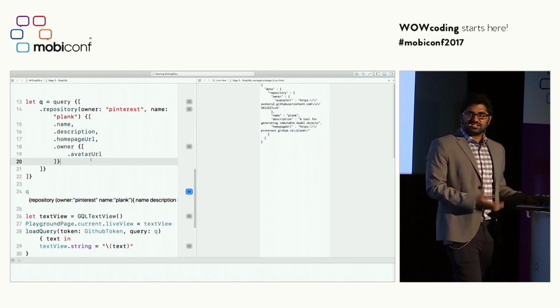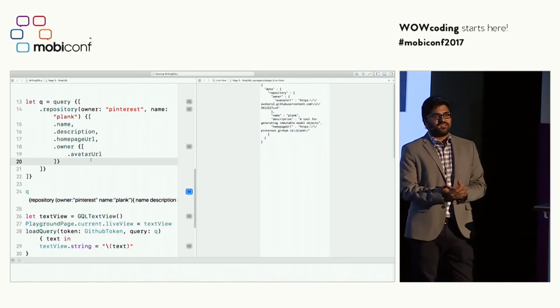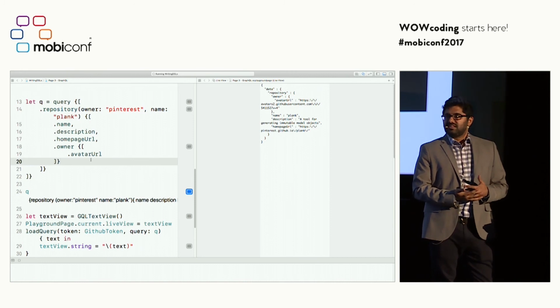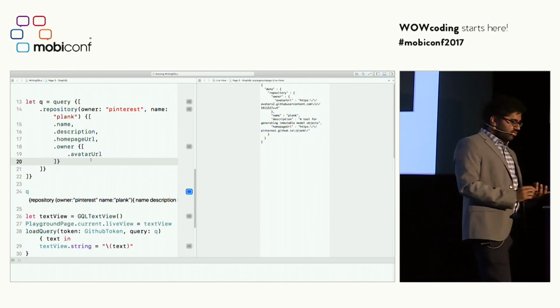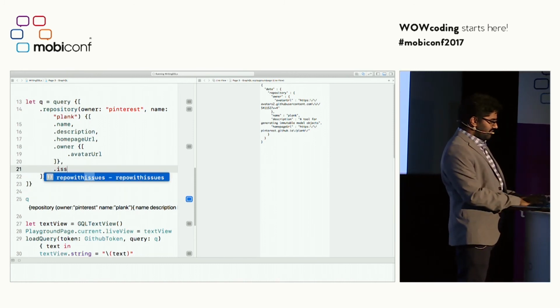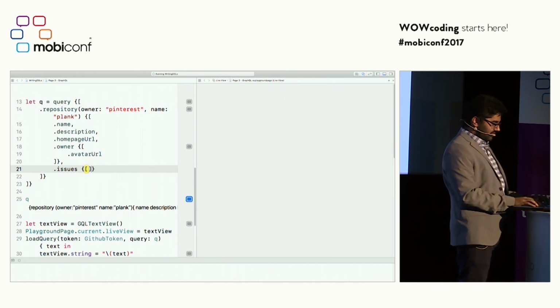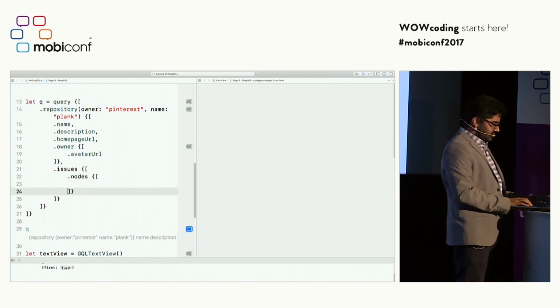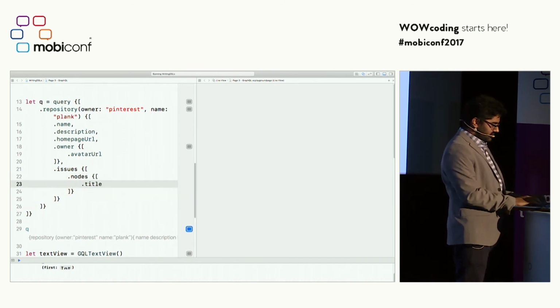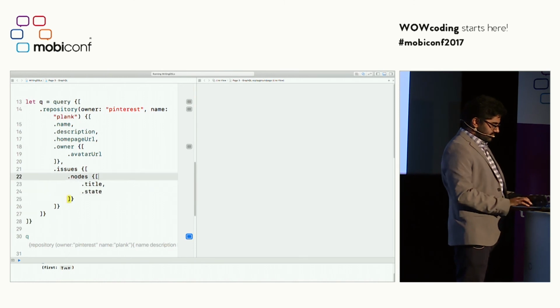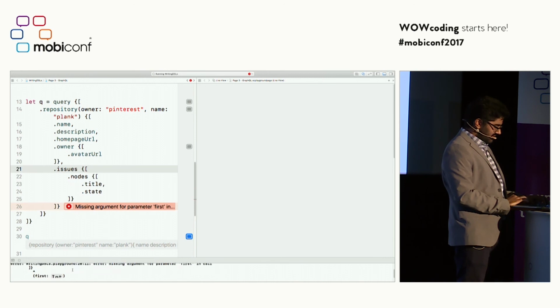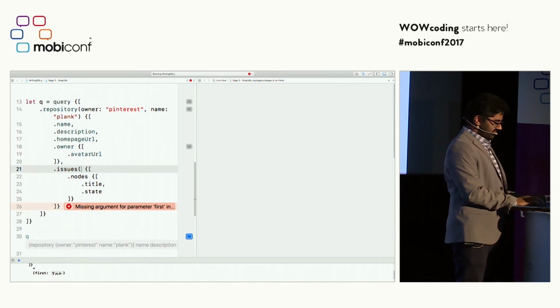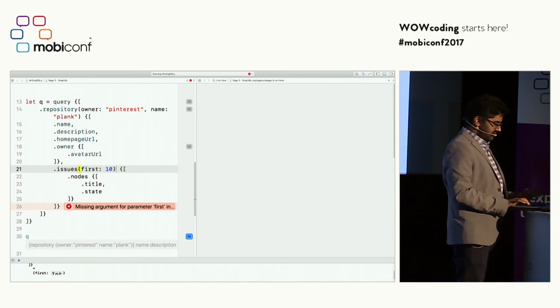So you can imagine this experience for your developers where they have compile time safety. They can still move fast. They can actually develop queries within playgrounds. So you can do things like this: for an issue, I want to get the title and state. And I have a compile error, so the compiler is saving me. I forgot to say how many issues. So let's say I get the first 10.